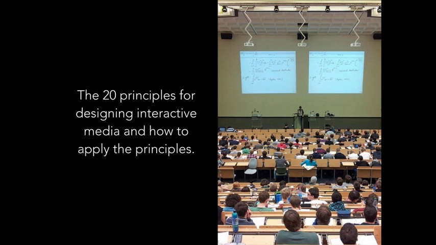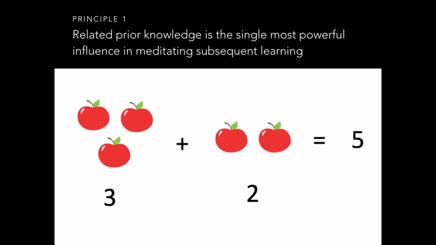In this presentation, I'm going to introduce three principles of the 20 developed by Park and Hanafin. The first principle is number 1 in Hanafin's framework. Related prior knowledge is the single most powerful influence in mediating subsequent learning. This means that when people learn something new, prior knowledge will be a bridge to the new information. In addition, Park and Hanafin suggest that designers provide multiple layers of information in their materials in order to scaffold learning and provide relevant information to all levels of student.